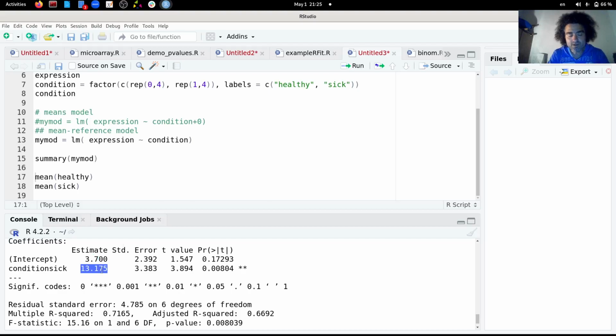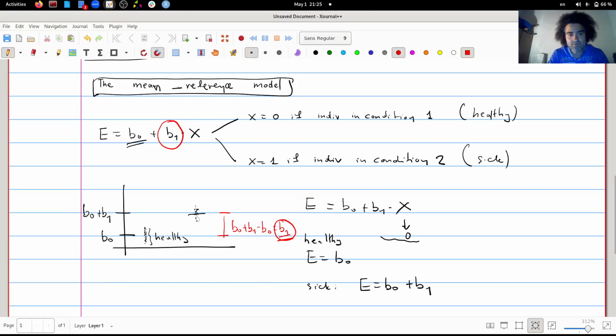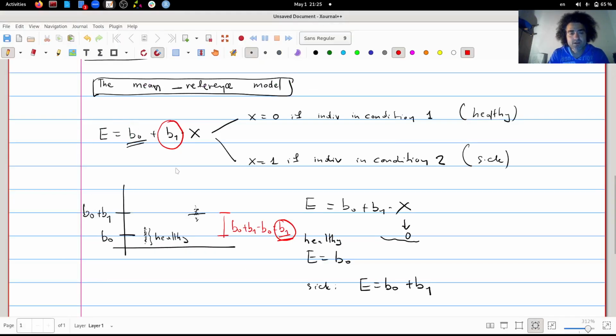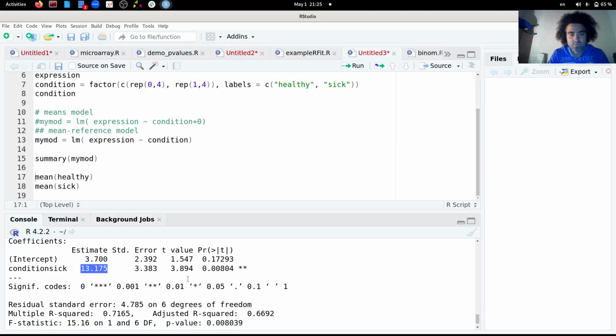And more importantly, this 13.175, which is the difference between here and here, is statistically different than 0 because the p-value is 0.00804. So we reject the null hypothesis that this is 0, and we say that for this data, the expression level of the sick is statistically different than the expression level of the healthy individuals. Okay, so this is the mean reference model.